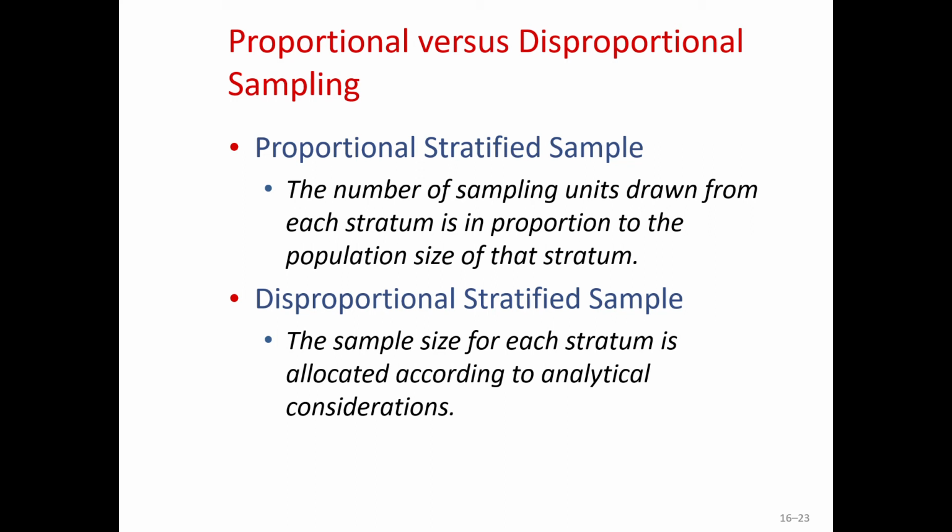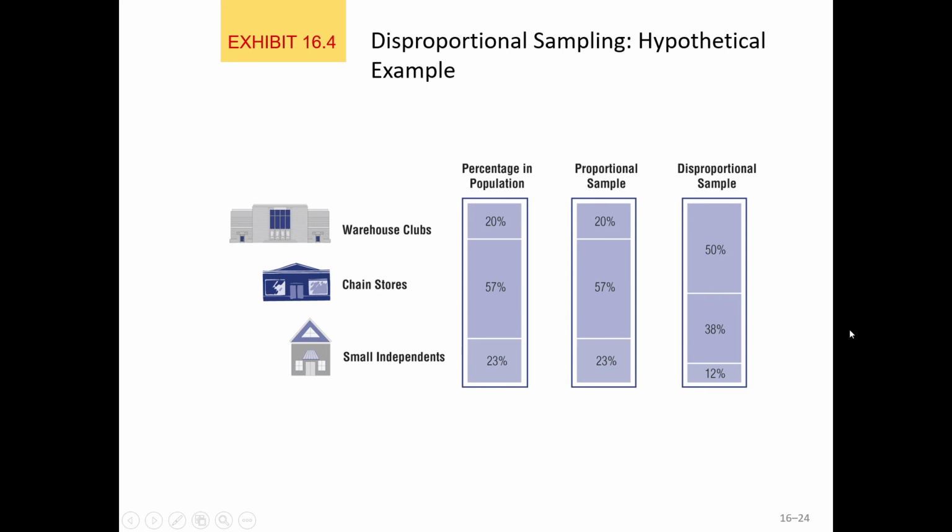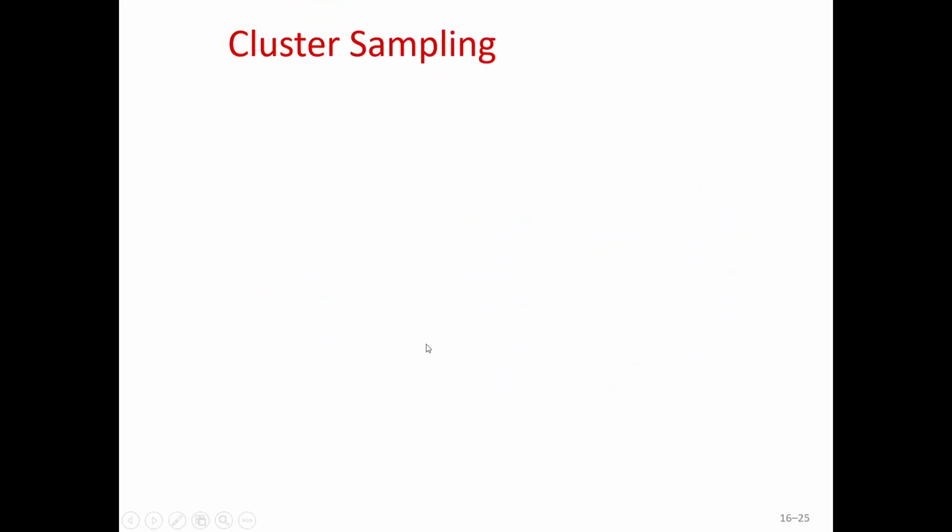And sampling more heavily in a given stratum than its relative population size is not a problem if the primary purpose of the research is to estimate some characteristics separately for each stratum, and if the researchers are concerned about assessing these differences between different strata. Here we have an example. Here we have the percentage of the population, proportional sample, and then a disproportional sample related to warehouse clubs, the chain stores, and small independents.